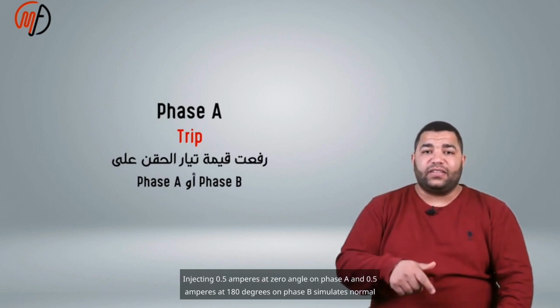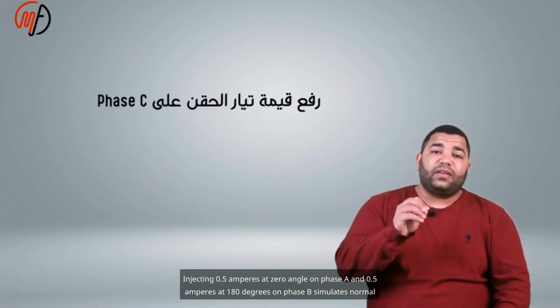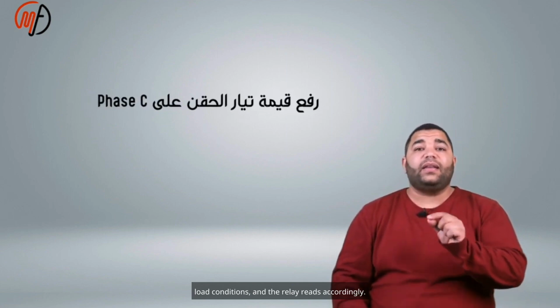If K at angle alpha is 0, it's inactive, so the relay only trips if the value exceeds a threshold, behaving normally. Injecting 0.5 amperes at zero angle on phase A and 0.5 amperes at 180 degrees on phase B simulates normal load conditions, and the relay reads accordingly.